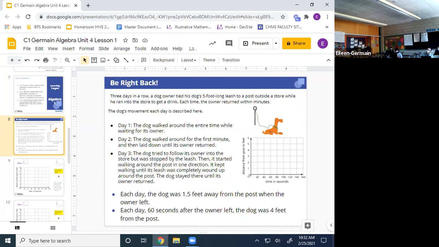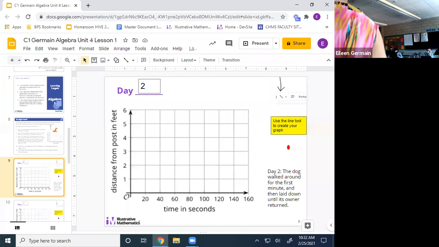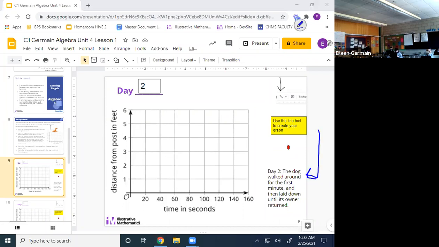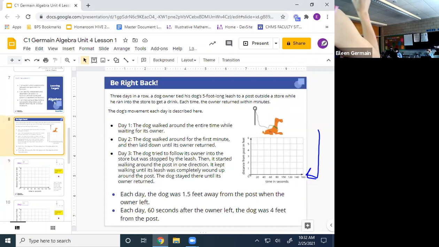So let me tell you what our job is going to be now. Our job now is going to be creating graphs based on these descriptions. So let me show you what we're going to do. We're going to do this first one together, and then you're going to do one of them that I'm going to assign to you. So let's go down to slide number 9, and we're going to look at day 2's description. I put the description right down here on the bottom of the slide, so you don't have to keep going back and forth. If we think back to that last slide, what is the first data point that I can put on this graph? I know one data point for sure.